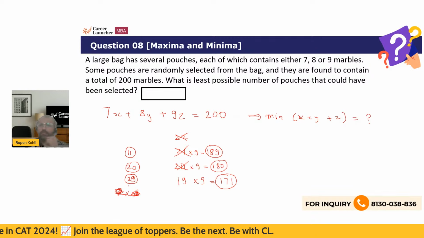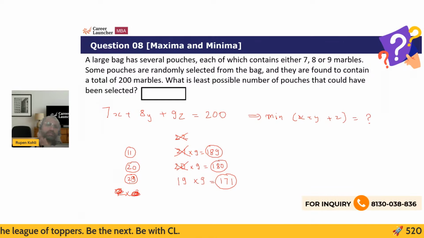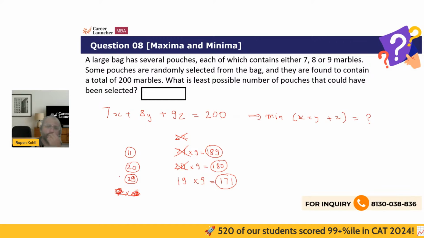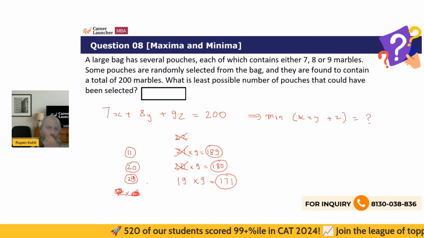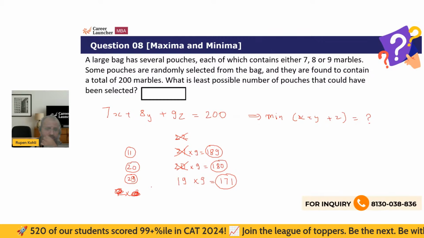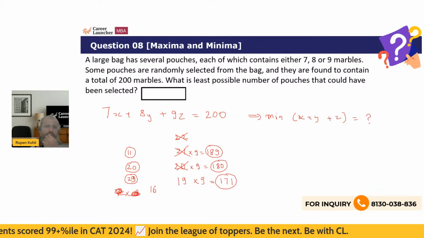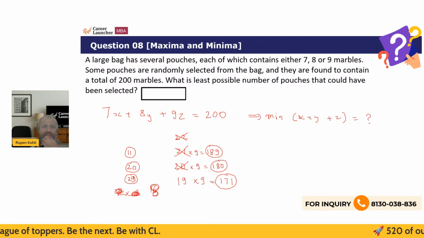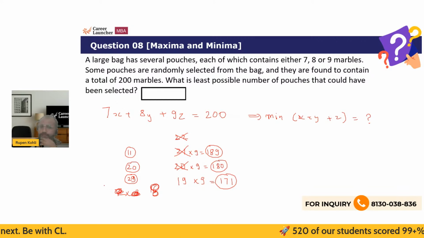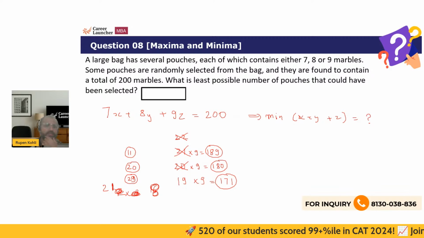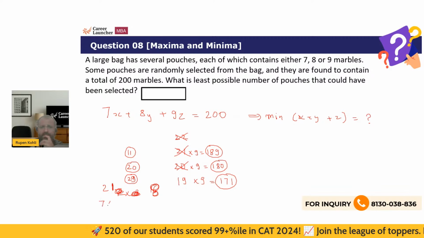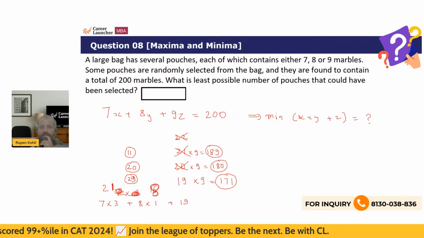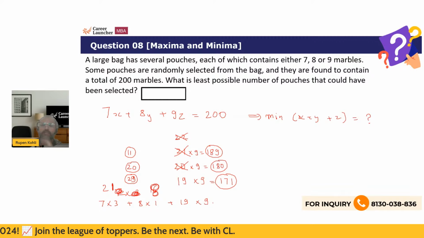The closest multiple of 8 to 29: 8 into 3 is 24, then 5 remains, not possible. 8 into 2 is 16, and then 15 remains, not possible. Take one 8, and then we'll have 21. 21 plus 8, that is the only way, right? So 7 into 3 plus 8 into 1 plus 19 into 9. I don't think it gets better than that.